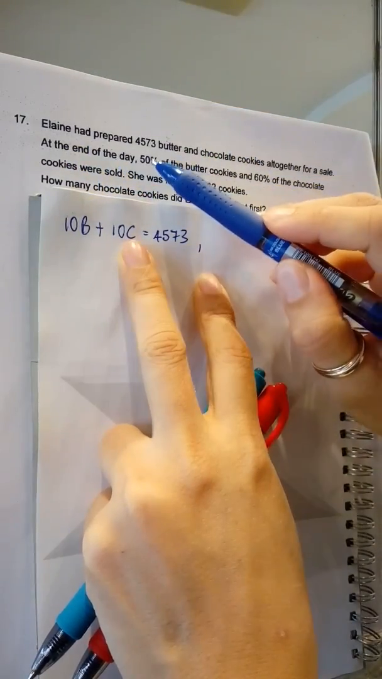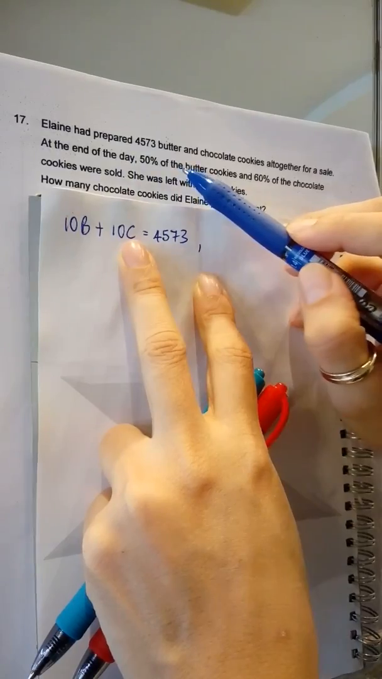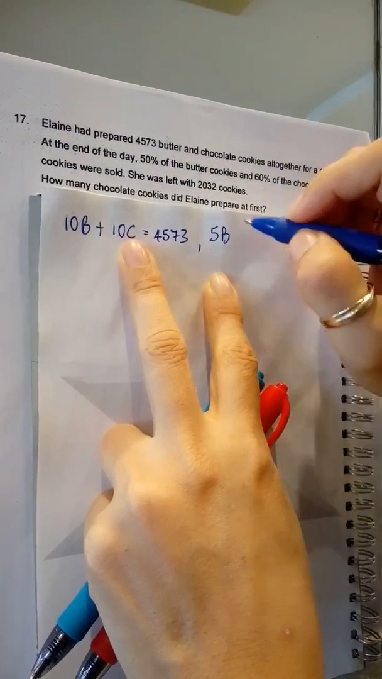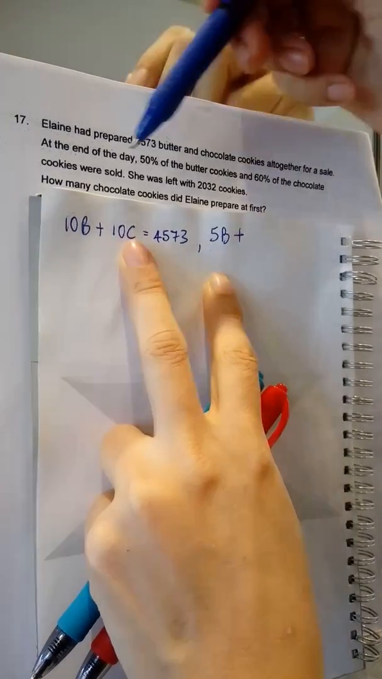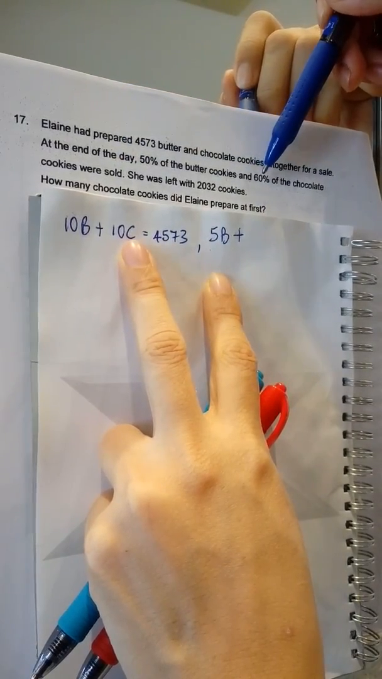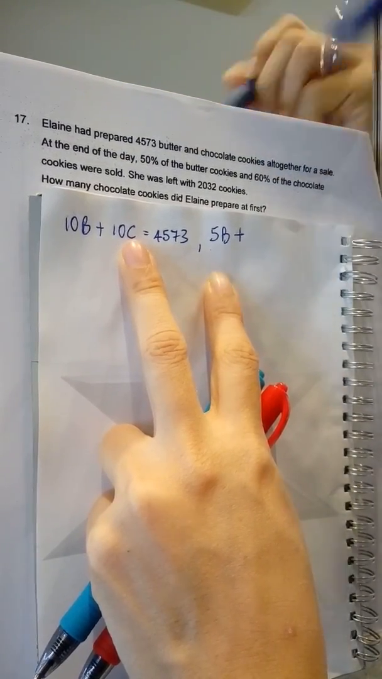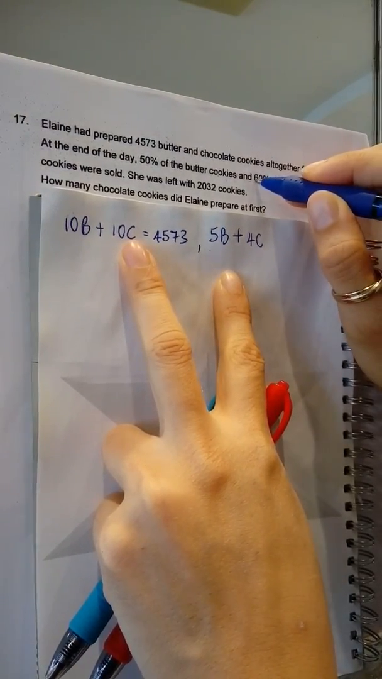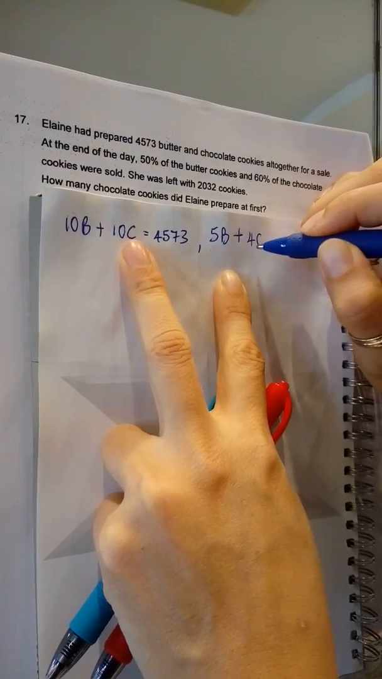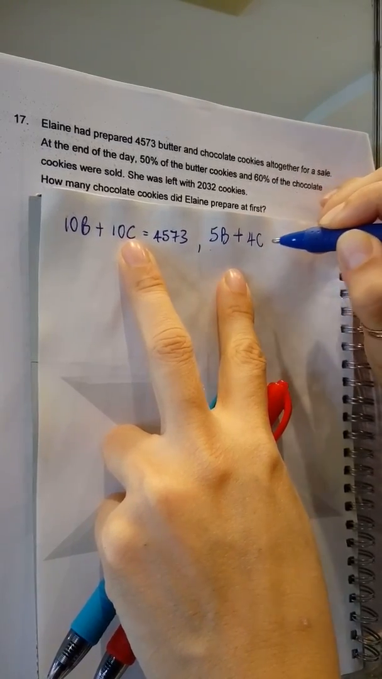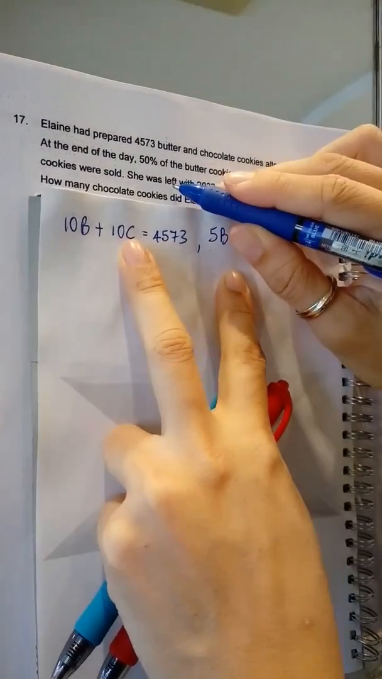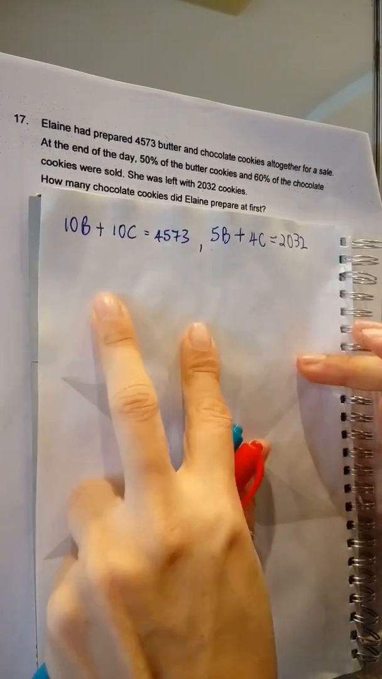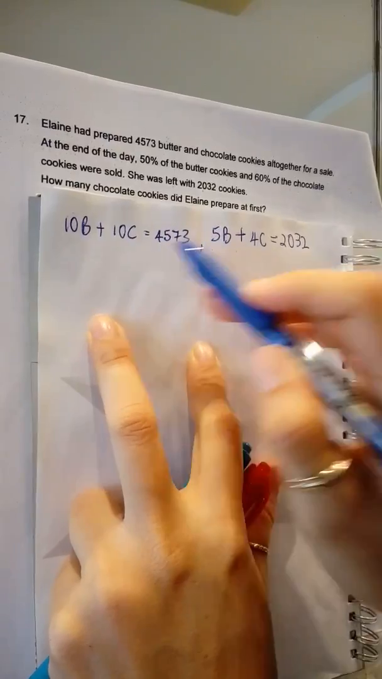Now, at the end of the day, if you sold 50% of the butter cookie, you still left half, which is 5 butter cookies. And if you sold 60%, that means you sold 6 units of the chocolate cookie, you will be left with 4, right? You sold 6 units of the chocolate cookie, you're left with 4 units of the chocolate cookie, and you'll be left with 2,032.